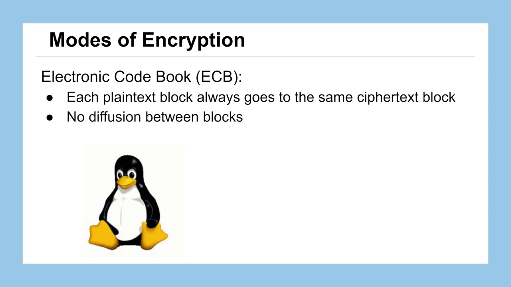First of all, you're not going to get a lot of diffusion between the blocks when you use this, because it's only going to occur within that one block. If the same block always becomes the same block of ciphertext, it doesn't impact any other parts of the message. So you're really restricting the amount of diffusion that you can get. And the worst part, really, is that you can find some patterns if you have this type of encryption going on, where each block is encrypted in isolation from all of the other blocks.